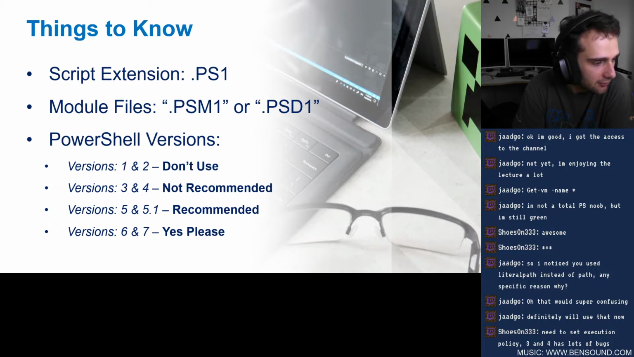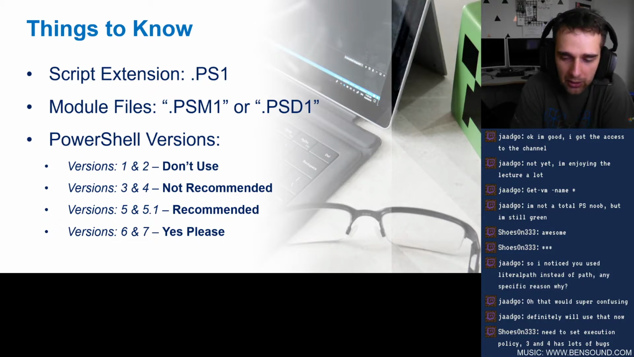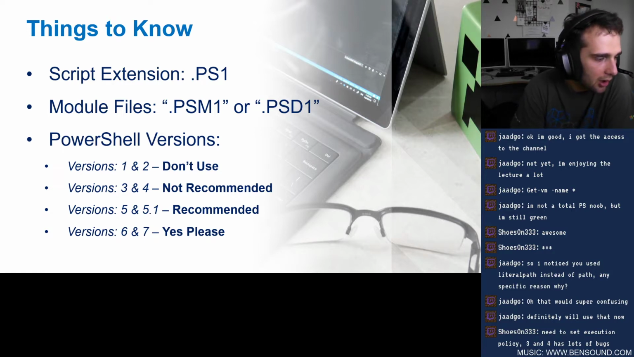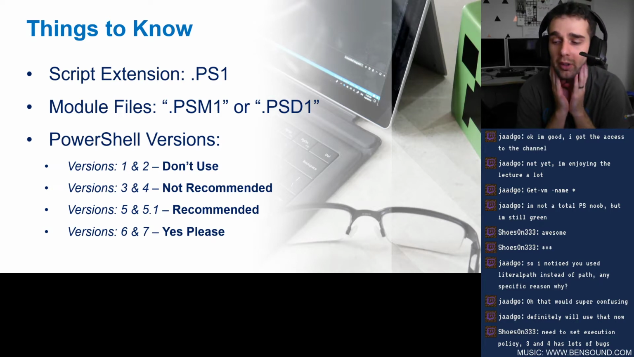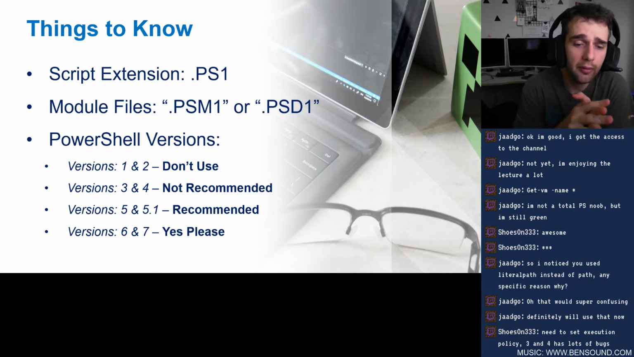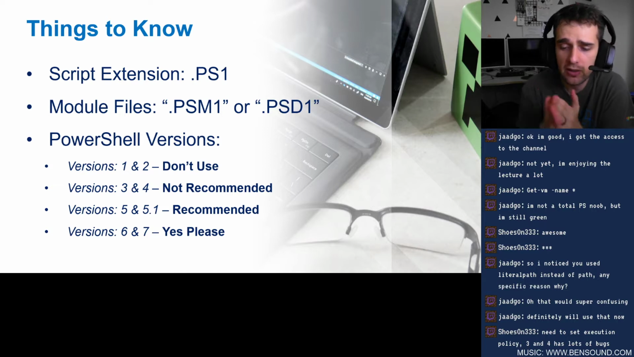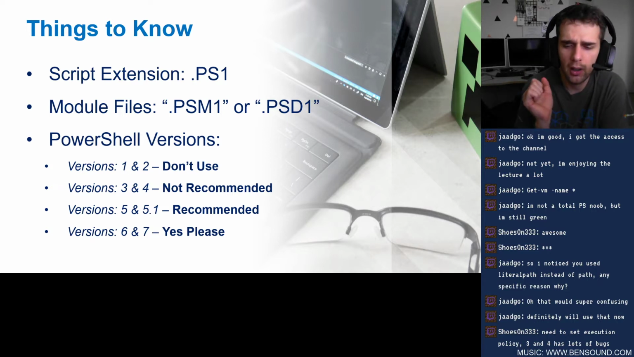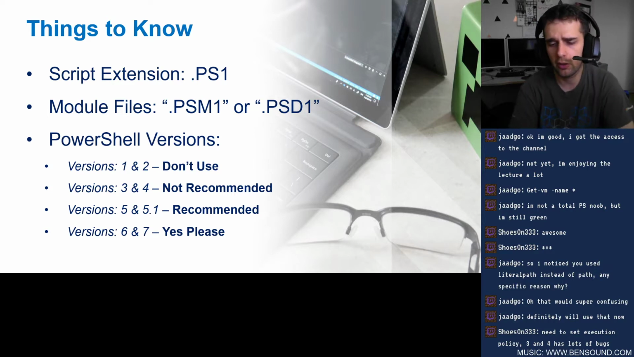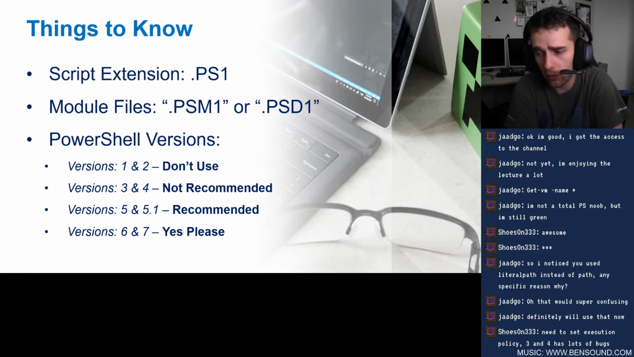Anyway, versions 3 and 4. It's not recommended. You can use it. Definitely not recommended, but it's usable. Versions 5 and 5.1. Versions 5 and 5.1 fixed a lot of things. 5.1 is basically what's running on every Windows 10 instance right now. You can run 5.1 on 10. All good, ready to go. What we were demoing with 5.1.